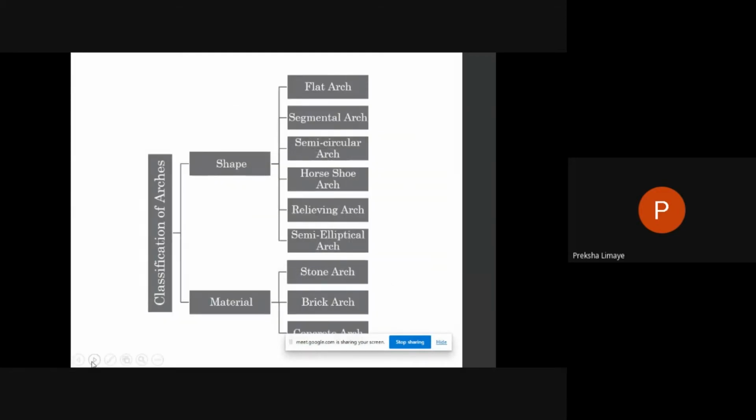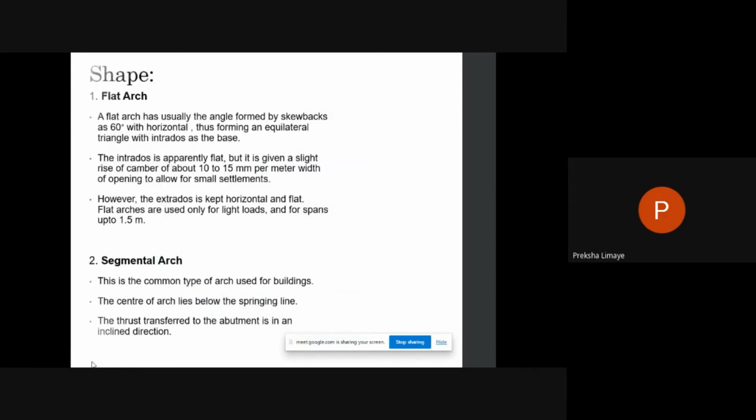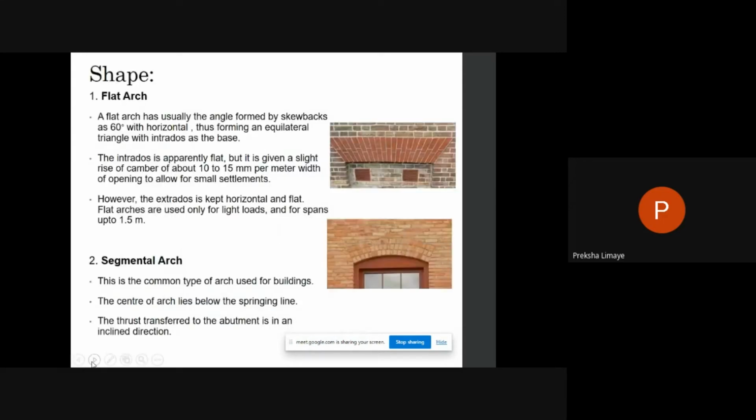Then, classification of arches. Arches are classified according to two types: shape and material. According to the shapes, arches are classified as flat arch, segmental arch, semicircular arch, horseshoe arch, relieving arch, and semi-elliptical arch. And according to the material, they are classified as stone arch, brick arch, and concrete arch. According to shape, first, flat arch.